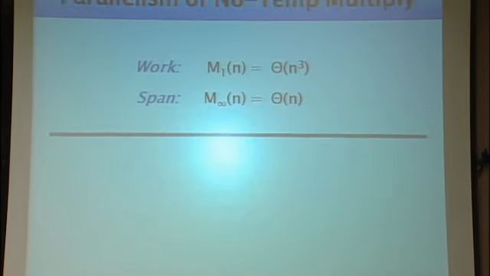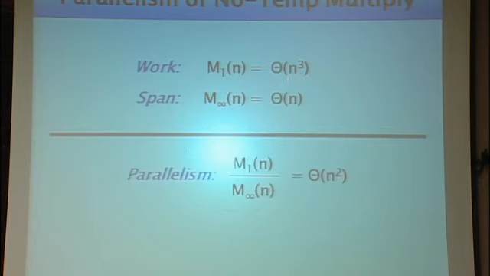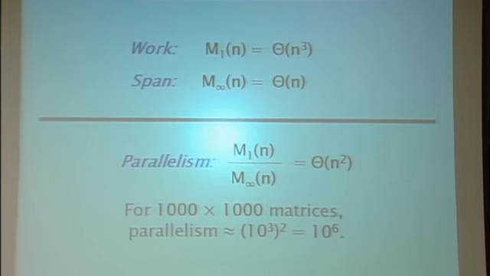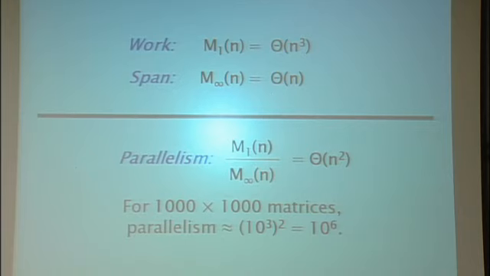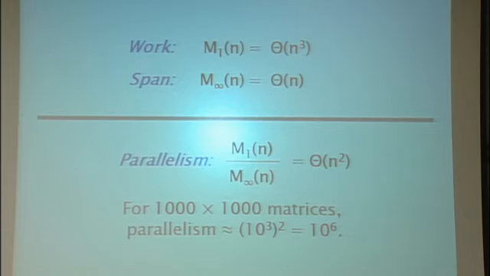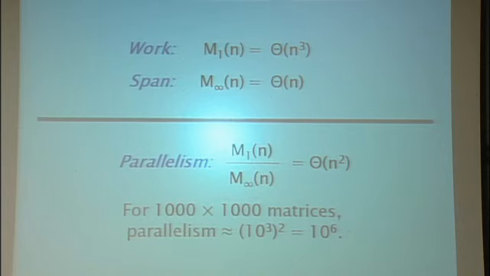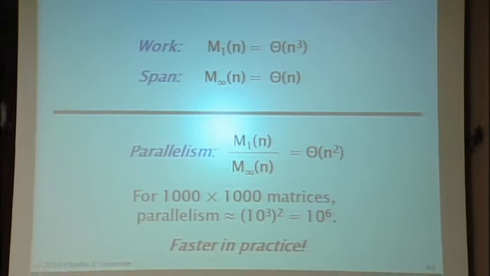Okay, so then the work is n cubed. The span is order n. The parallelism is order n squared. So for 1,000 by 1,000 matrices, I get parallelism on the order of 1,000,000, instead of before, when I had parallelism on the order of 10 million. So this turns out way better code than the previous one because it avoids the temporary, and you get a constant factor improvement. And it's still going to run pretty fast on 12 cores. In practice, this is a much better way to do it.